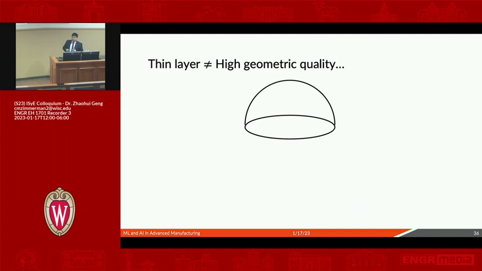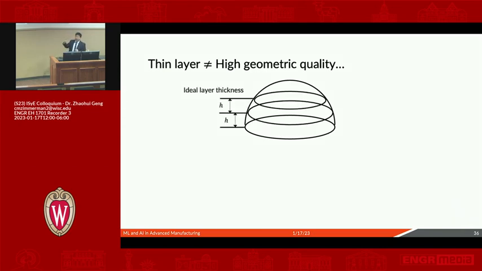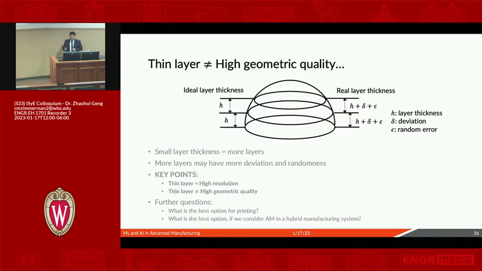So the reason is actually behind this. Additive manufacturing, again, is slicing the design layer by layer. In the ideal case, we have the ideal layer thickness, right? But in reality, there are some deviations and some random errors. So in other words, if we have a smaller layer thickness, then we generally have more layers. More layers mean these deviations and random errors will stack up, which may introduce more deviation or more variance into this design. Right? So the key takeaway here is that a smaller layer thickness generally gives a very high resolution, but this does not necessarily give you better printing results.